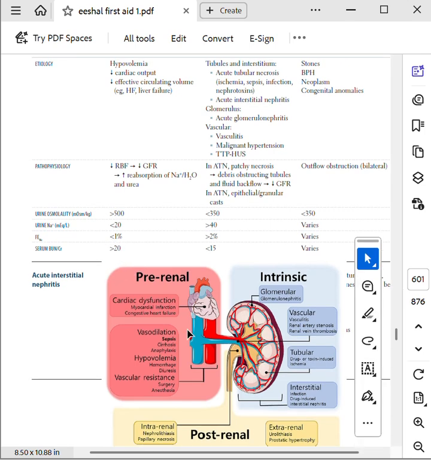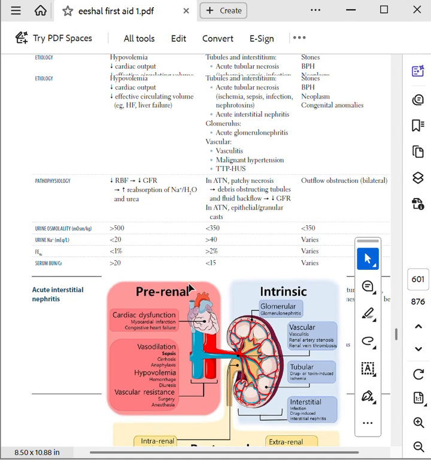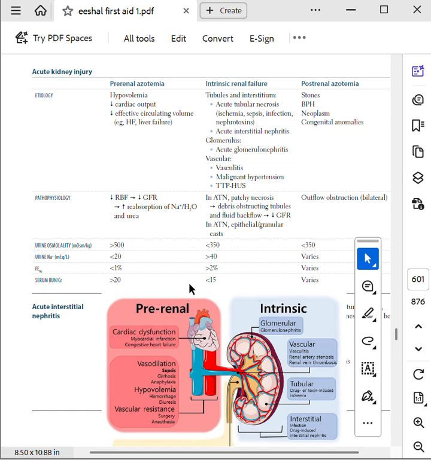It's more than 20:1. Now, whenever we talk about pre-renal, we have certain conditions that predispose us to pre-renal problems. So before the renal problems, it can either be a cardiac dysfunction like a myocardial infarction, congestive heart failure, or vasodilation due to sepsis, cirrhosis, anaphylaxis, or hypovolemia due to hemorrhage or diuresis, or vascular resistance due to surgery or anesthesia. Anyways, so etiology includes a hypovolemia due to reduced cardiac output or a decreased effective circulating volume. Example, heart failure or liver failure, right?